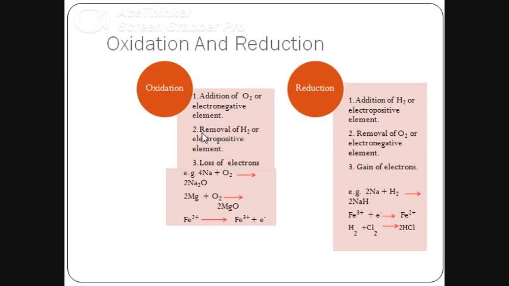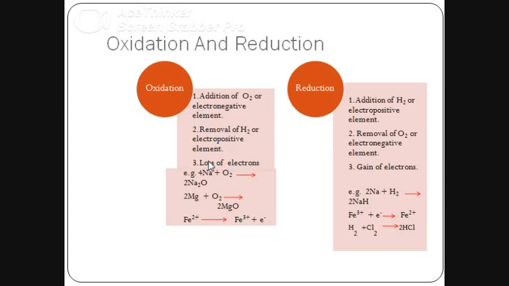For the electropositive element, you can compare it with metals. In your 9th standard you had studied that metals have 1, 2 or 3 electrons in their valence shell and they are capable of losing these electrons to complete their octet and become cations, that is, we can say electropositive element. It also involves loss of electrons.